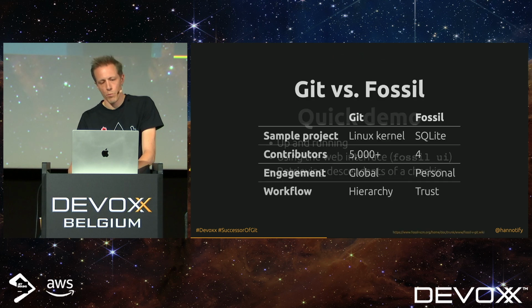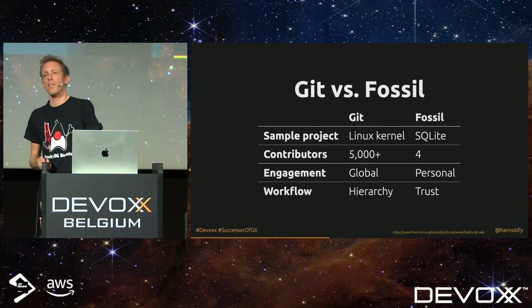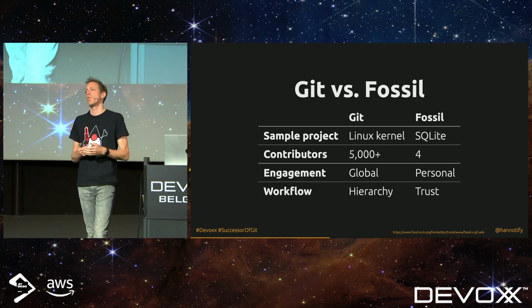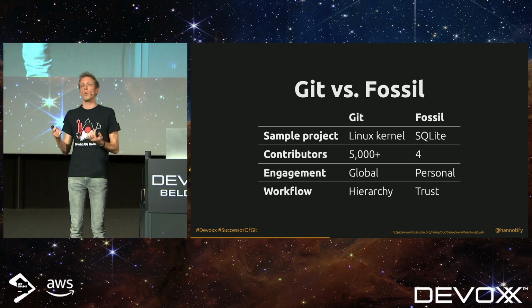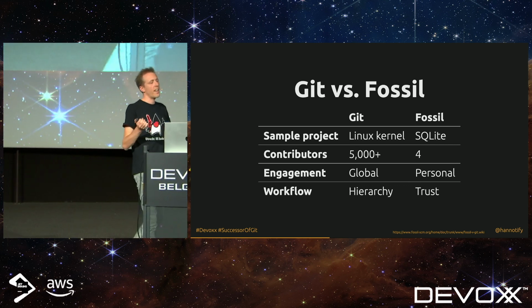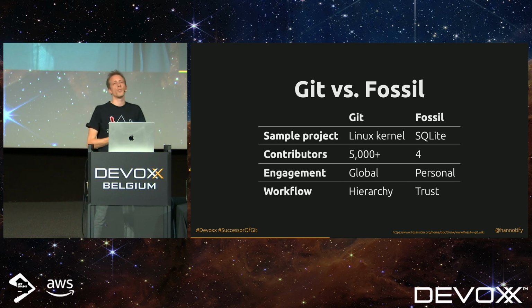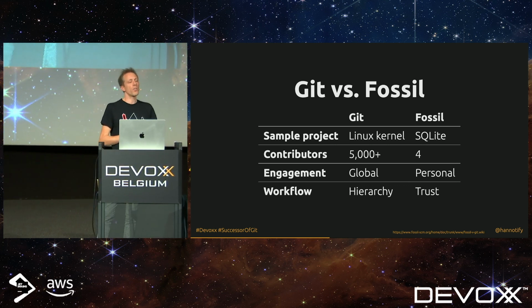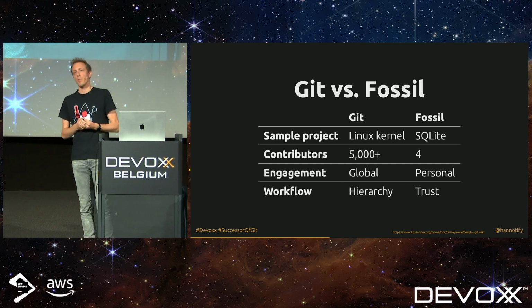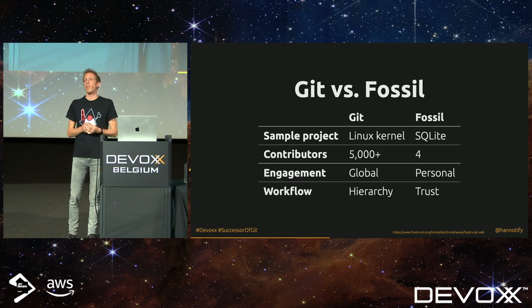So Git versus fossil. Actually, fossil is really meant for small-scale teams. So the fossil team and the SQLite team, they are both small teams, 4 or 5 developers, and they all know each other personally. Whereas with Git, this is a major global open source project, 5,000 contributors to the Linux kernel. So the purpose of these two version control systems are very different. Also, the engagement is very global with Git and personal with SQLite and with fossil. And the workflow is also very, very different.